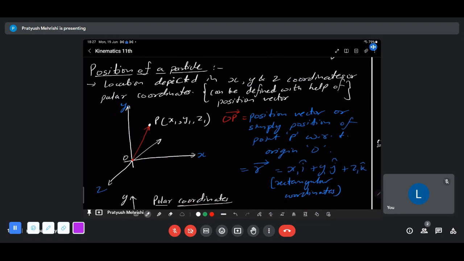And what is position vector? Position vector just depicts the position of a particle. If a particle is at x, comma y, comma z, then the position vector, this OP vector, will be equal to x1 i cap plus y1 j cap plus z1 k cap. This is in rectangular coordinate system.